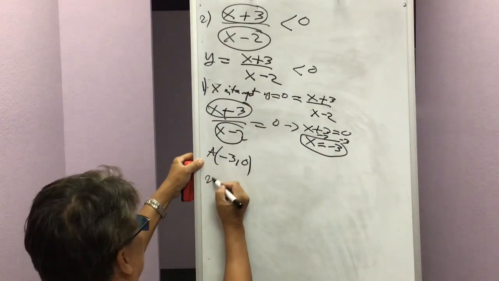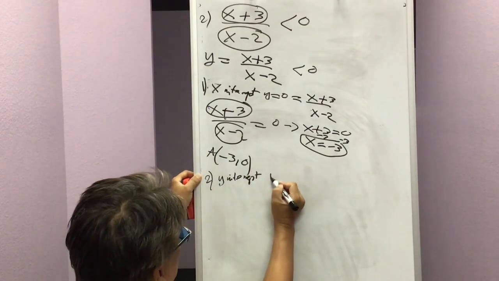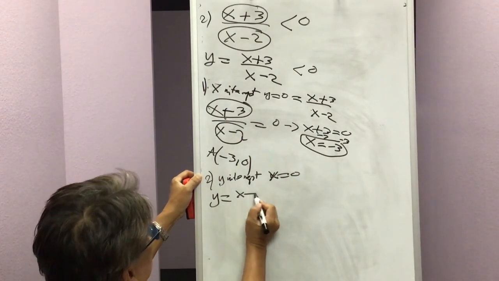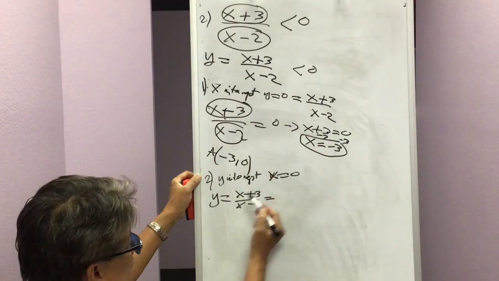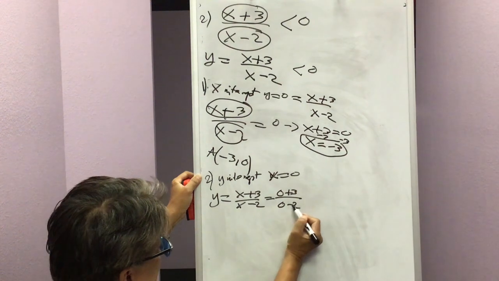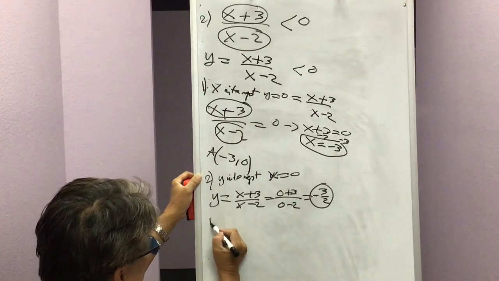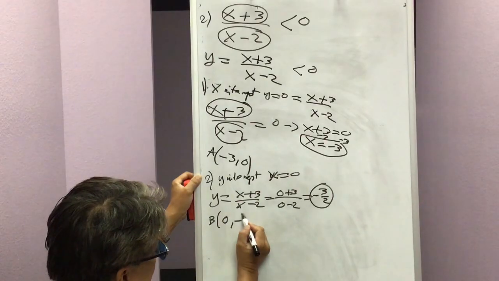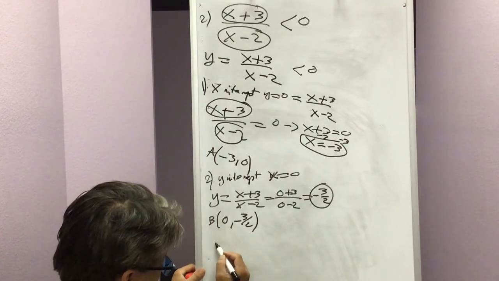Okay, and the y-intercept, that means x equals 0. You have y equals x plus 3 over x minus 2. Replace x with 0 in here, you have 0 plus 3 over 0 minus 2, equals 3 over negative 2, negative 3 halves. So you have point B, x equals 0, y equals negative 3 over 2. Okay, so now we draw the table.